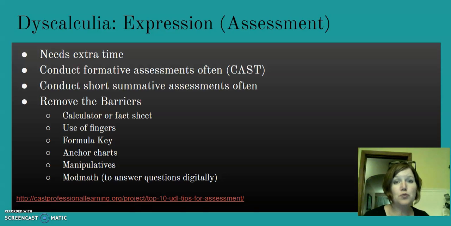And then remove the barriers. And I love that. That's my new catchphrase from UDL, because that just makes so much sense. Write your goal, now remove barriers. I just love that. So for example, calculator or fact sheet, depending on what your goal is, let them use their fingers. Their fingers are connected to them. Their fingers help them with quantity. Formula keys, anchor charts, manipulatives if needed on the test.